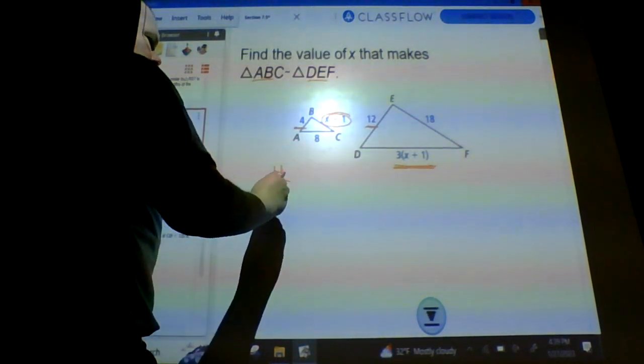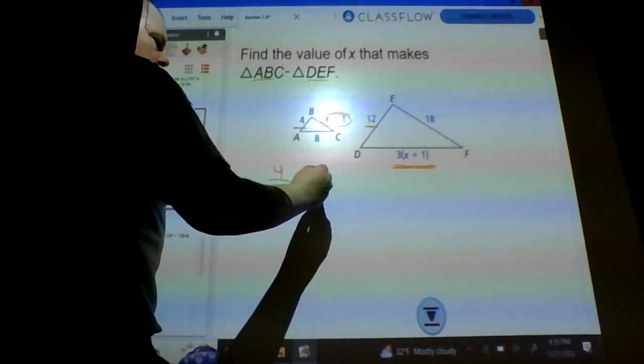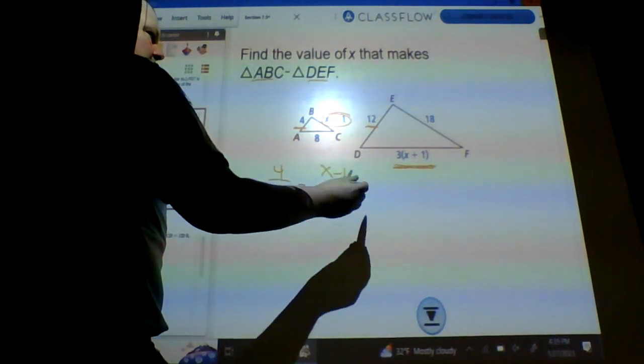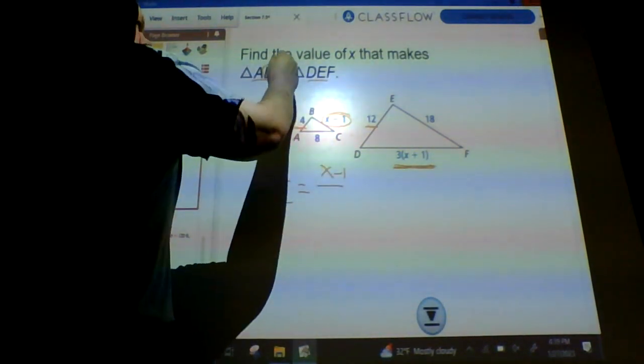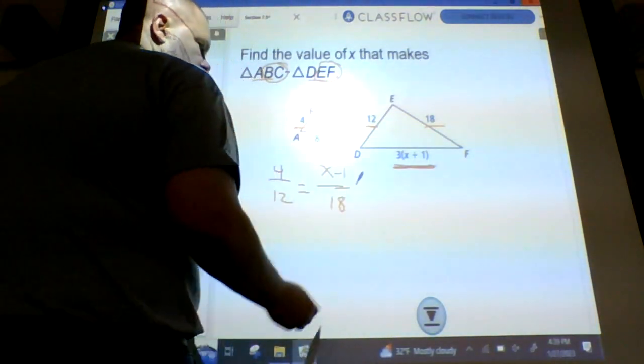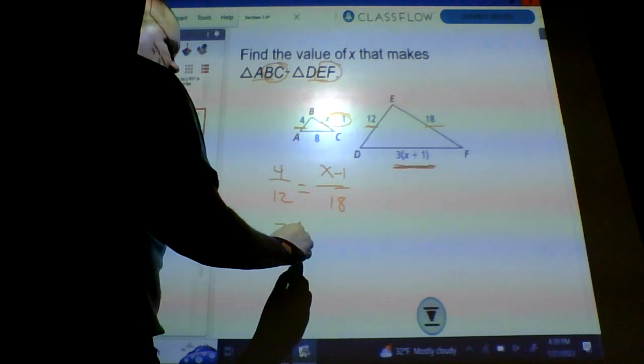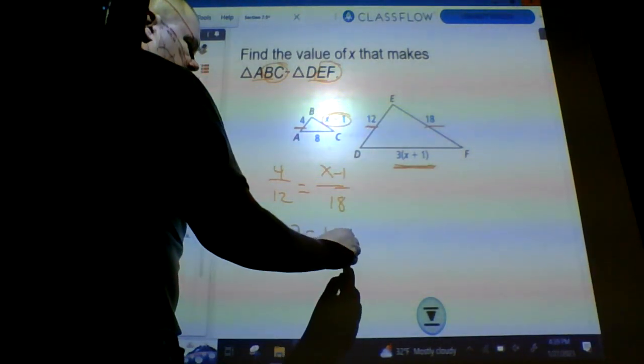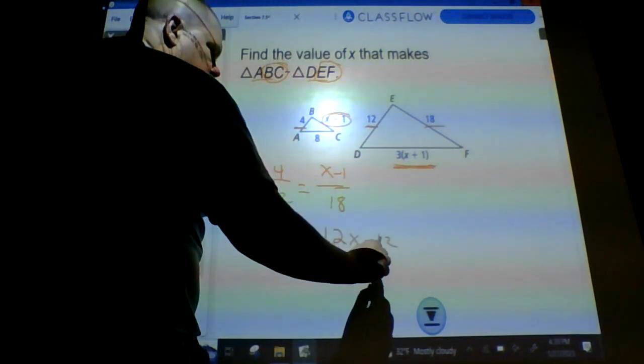So 4 over 12, my x minus 1 is on the smaller triangle, so it's going to go on top. And BC matches with EF. Well, EF is 18. So we're going to cross multiply. 4 times 18 is 72. That equals 12x minus 12.